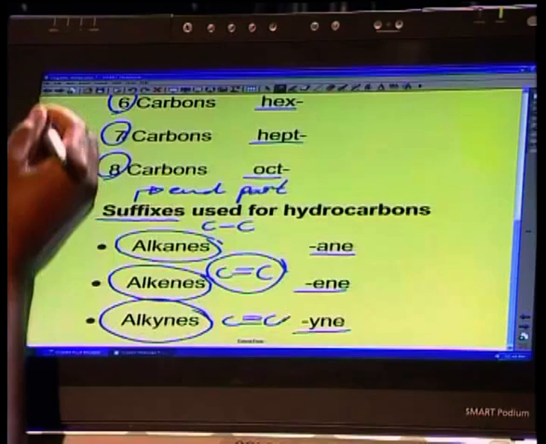So that is how we make use of the prefixes to name our molecules and our suffixes, all right? So the two together tell us where these molecules are found. Homologous series, are they alkanes, are they alkenes, are they alkynes, okay? With alkanes, single bonds between carbon atoms. With alkenes, double bonds between carbon atoms. And with alkynes, triple bonds between carbon atoms. Right.